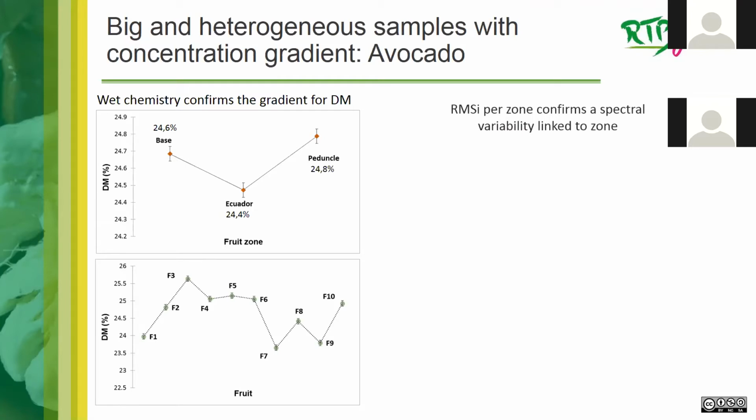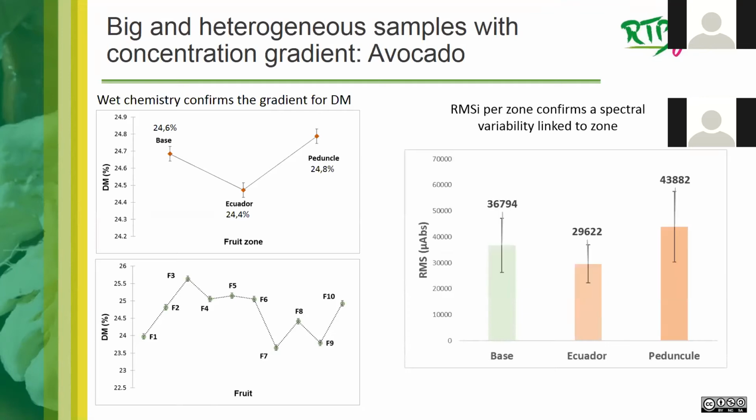At the same time, if we calculate the individual root mean square per zone, it confirms that there is a spectral variability linked to the zone. You can see here the different RMS in micro-absorbance values calculated by zone on the replicates for all the fruits, with higher variability within the spectra for the peduncle and lower for the equatorial zone.